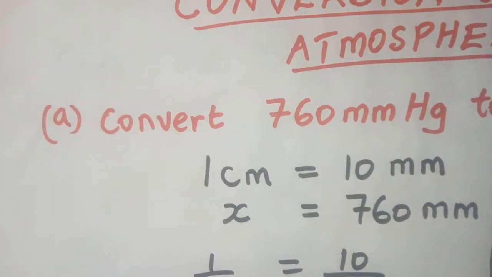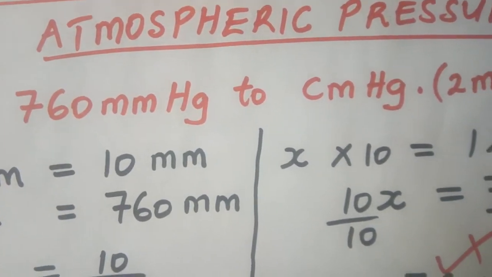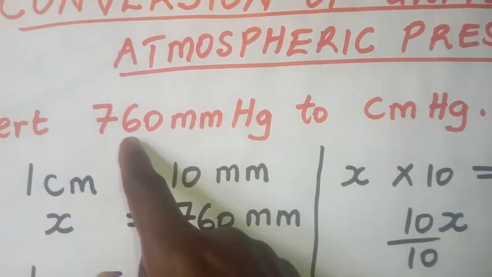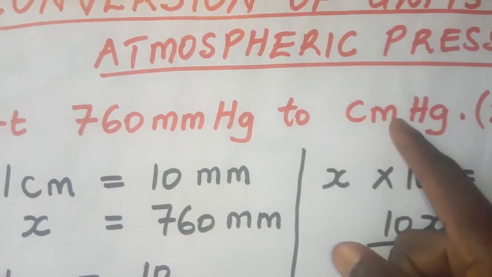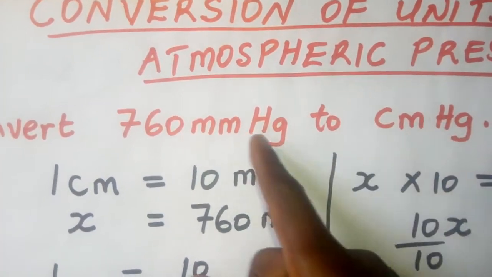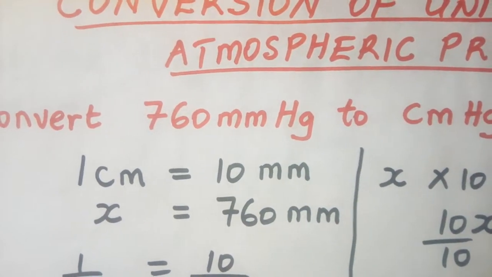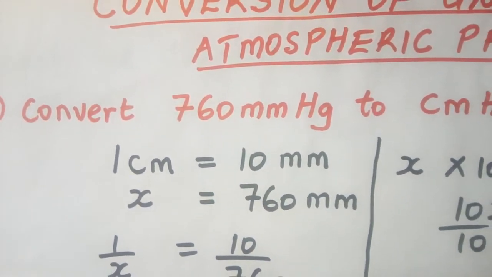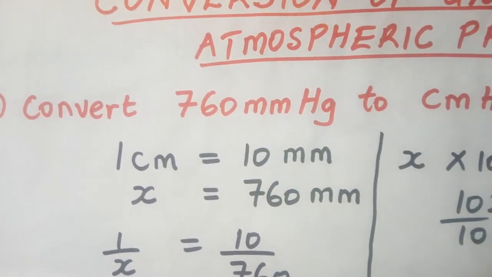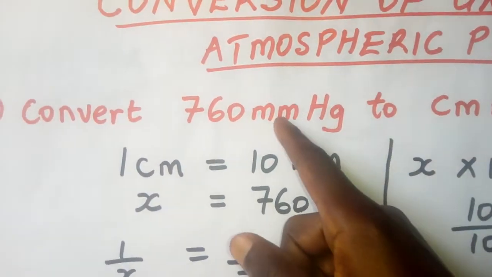Let's look at the first case. Convert 760 millimeters of mercury into centimeters of mercury, from 760 millimeters of mercury to centimeters of mercury. So you realize we are dealing with mercury, but only here we need to change millimeters into centimeters. So that one reminds us about the metric table which we studied some time back, right from primary level of education. What is the relationship between a centimeter and a millimeter?